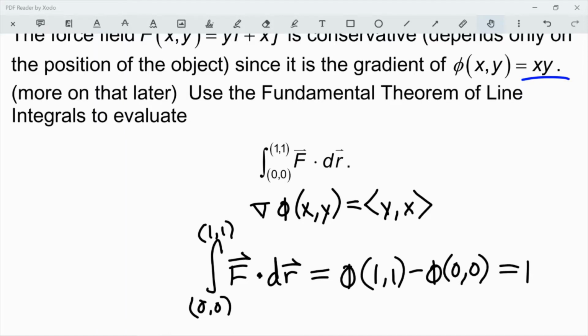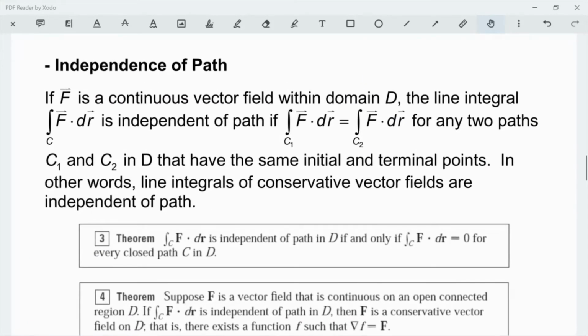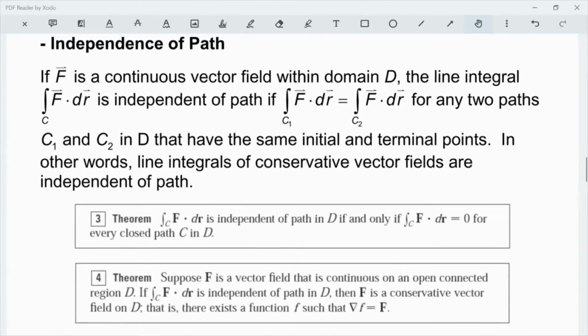So in the end, we just get a value of 1. We're doing the same thing that we did before with the fundamental theorem of calculus, now applying it to the fundamental theorem of line integrals. Okay, so we're going to get into some new terminology here as we go through some of these things. And one of the things we're going to talk about is called independence of path.